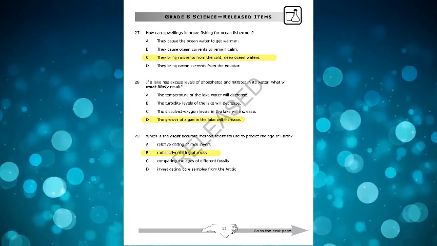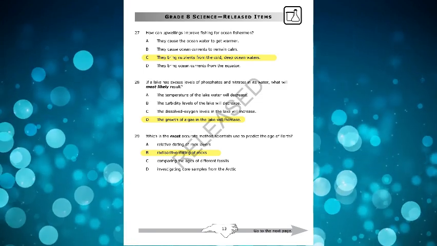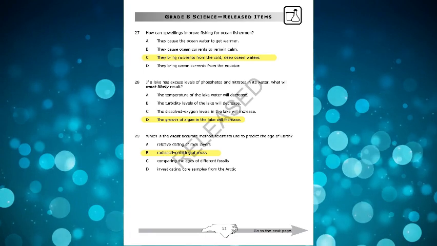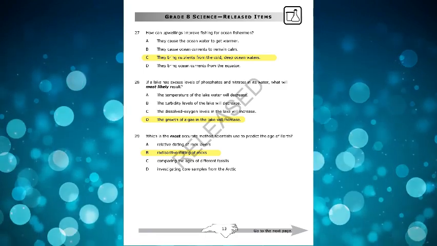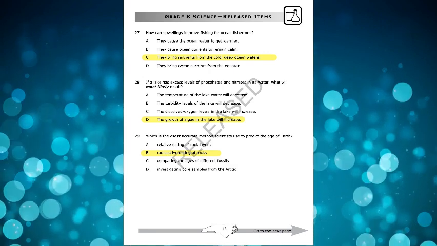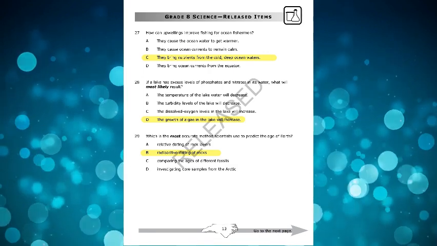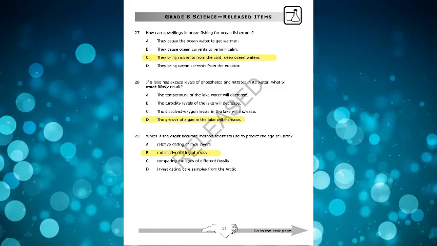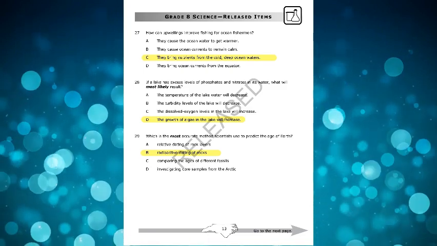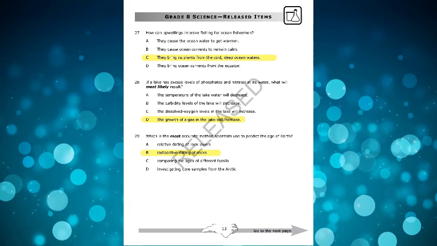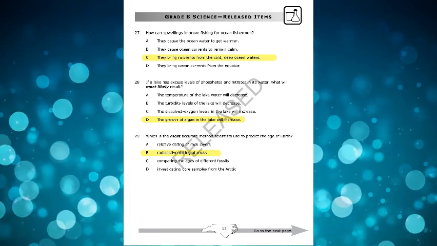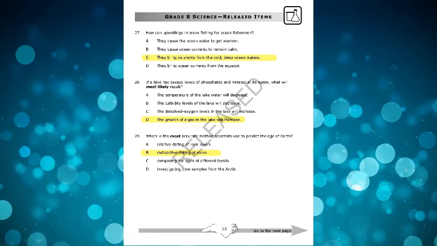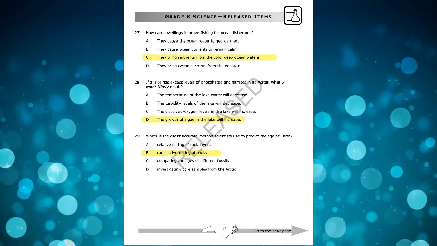All right. So here, how can upwellings improve fishing for ocean fishermen? Remember, when we talk about upwelling, we talk about the mixing of the water. We talk about the fact that the water is going to be kind of mixed from below. So the cold bottom layers of the water are going to be brought from the lower portion of the ocean, and it's going to be brought closer to the surface. So it's going to be bringing up that cold, nutrient dense water and all the nutrients with it closer to the surface. And so when that happens, it's bringing nutrients with it, which is, of course, good for the fish and other wildlife there. So, C, they bring nutrients from the cold, deep ocean waters.